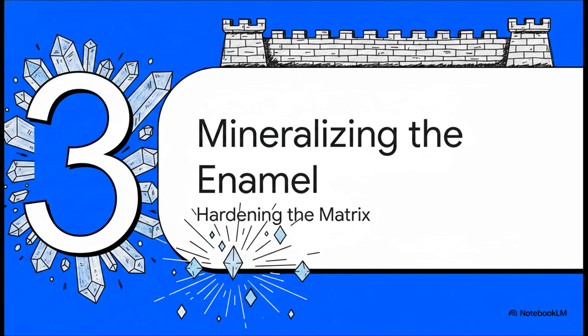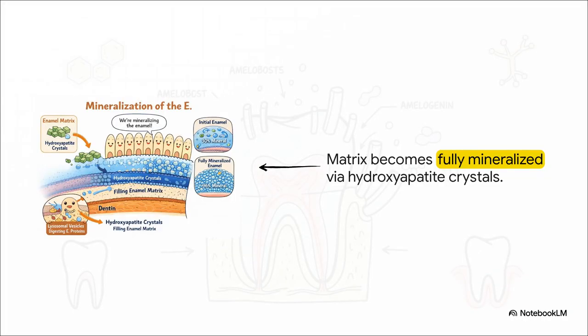All right, Section 3, mineralizing the enamel, hardening the matrix. Take a look at how vividly this illustrates the transformation. When the initial enamel matrix is just laid down, it's only about 30% mineralized. It's actually relatively soft, full of proteins and water. To fix that, the ameloblasts have to literally pump in massive amounts of hydroxyapatite crystals, while simultaneously using lysosomal vesicles to digest and clear out those soft enamel proteins. It's this intensely active process of swapping out biological scaffolding for pure, hard mineral.